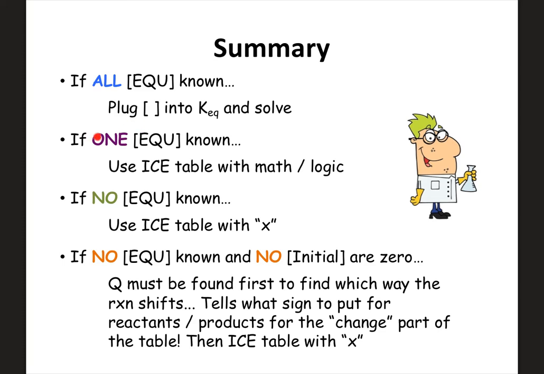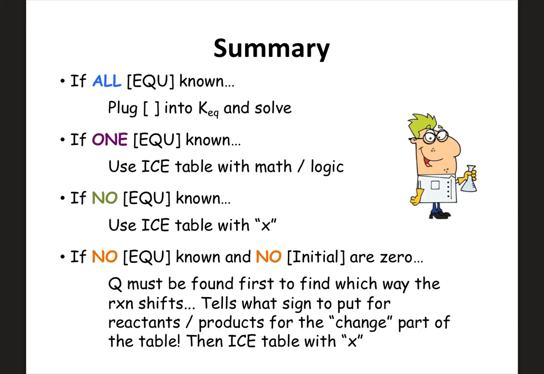If you know one of the concentrations at equilibrium, you're going to need to use an ICE table, and you're going to need to do what we call logic and math in order to figure out the other concentrations. Remember, there's no x here. You're using logic and math. If you don't know any of the concentrations at equilibrium, that's when you're going to need to use an ICE table with x. That's what we just saw.